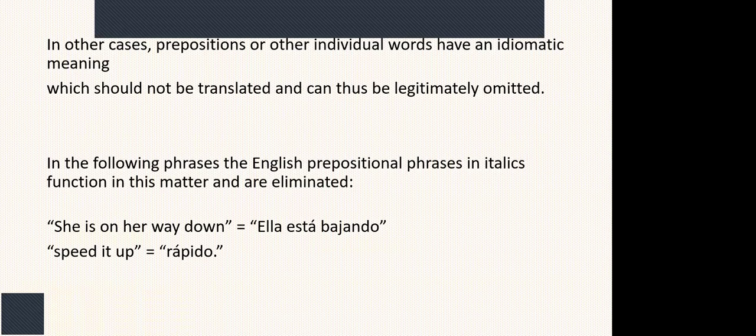You take a look here. We have some information that needs to be omitted here. So she's on her way down. Ella está bajando. We're narrowing this to the best possible choice that's more economic. Speed it up. Rápido, right? Rápido. I don't know if you have a comment concerning omission. If there is anything you'd like to add.